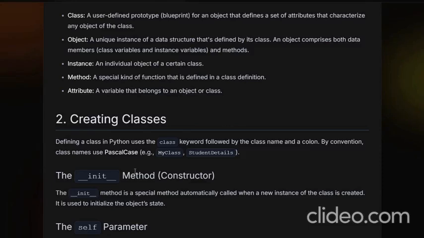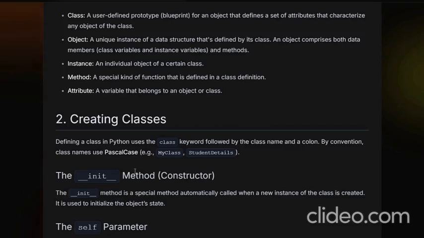Then we have the double underscore init method, which is also known as the constructor. This is a special method automatically called when a new instance of a class is created. Here it is given how to create a class. We use the class keyword to create a class. After the class keyword, we write the name of that class, and then we mention a colon.